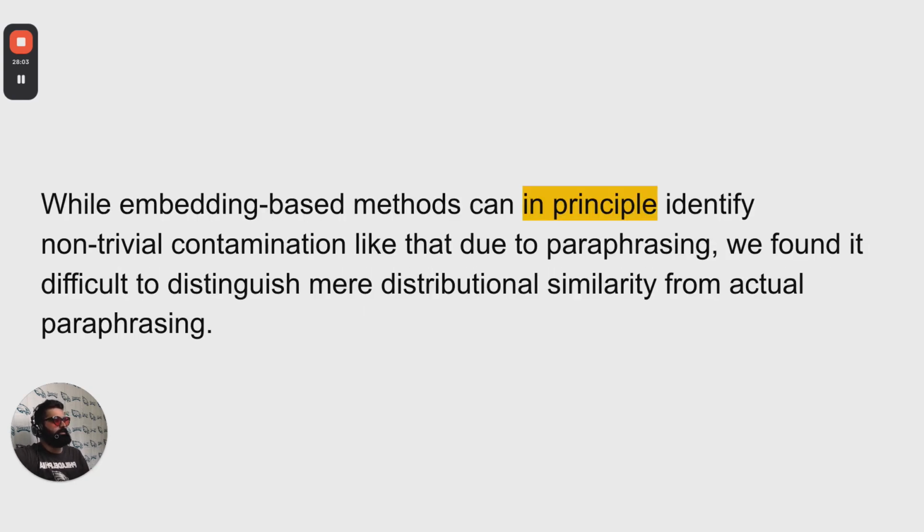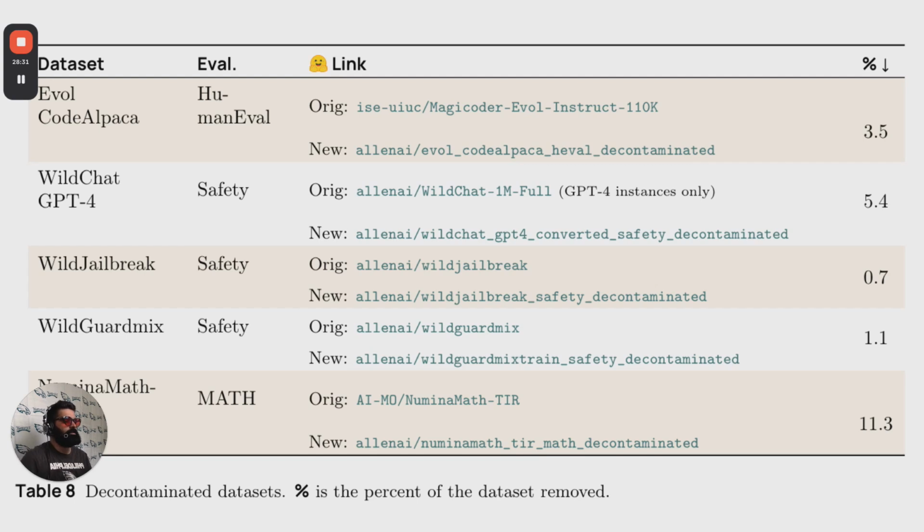While embedding-based methods can in principle identify non-trivial contamination, like that due to paraphrasing, we found it difficult to distinguish mere distributional similarity from actual paraphrasing. So this was really interesting to see, again, them highlighting what doesn't work. They tried embedding-based methods and found that it's not effective enough to differentiate just similar language from actual paraphrasing. These are examples of their decontaminated datasets. This is the percentage of the dataset that was removed. The largest percentage was for Numina Math, where they removed 11.3% of the dataset.